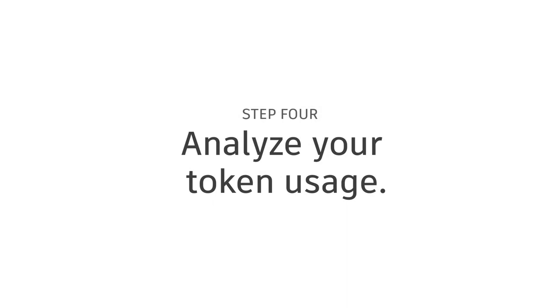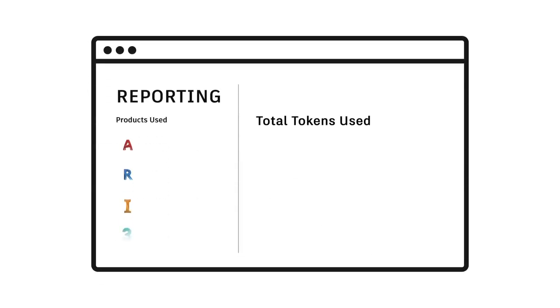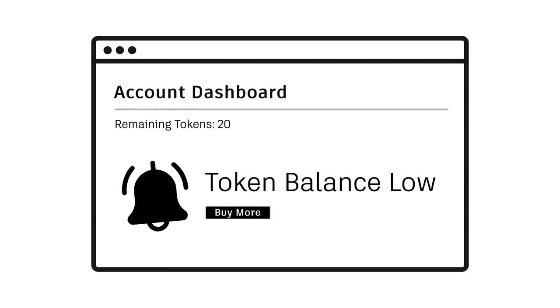Step 4. Analyze your token usage. We provide tools such as token usage reporting to give you better visibility. See how often each product is getting used so you can monitor your spending. We'll notify you if your tokens are running low so you can buy more and maintain access.